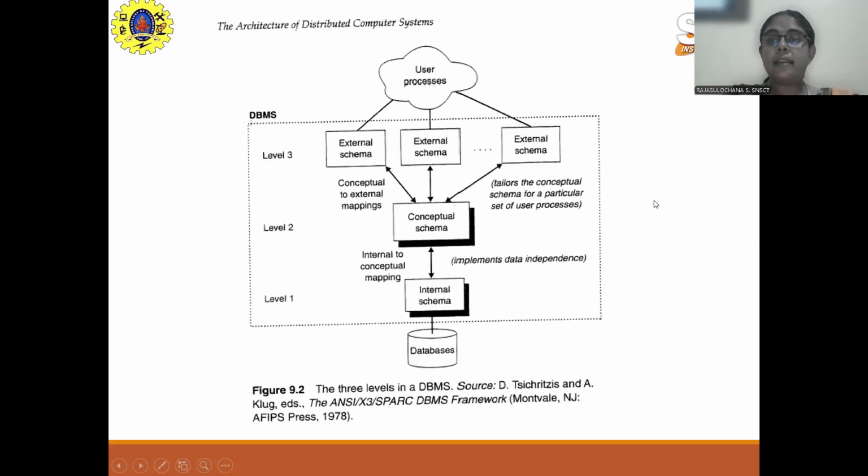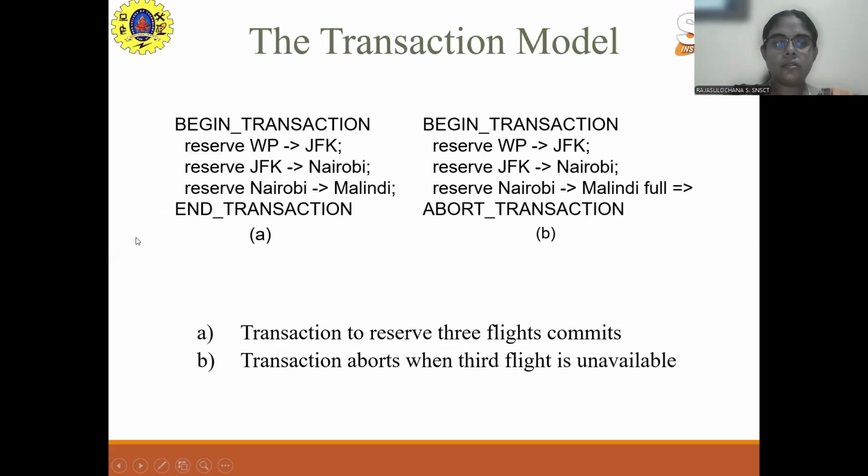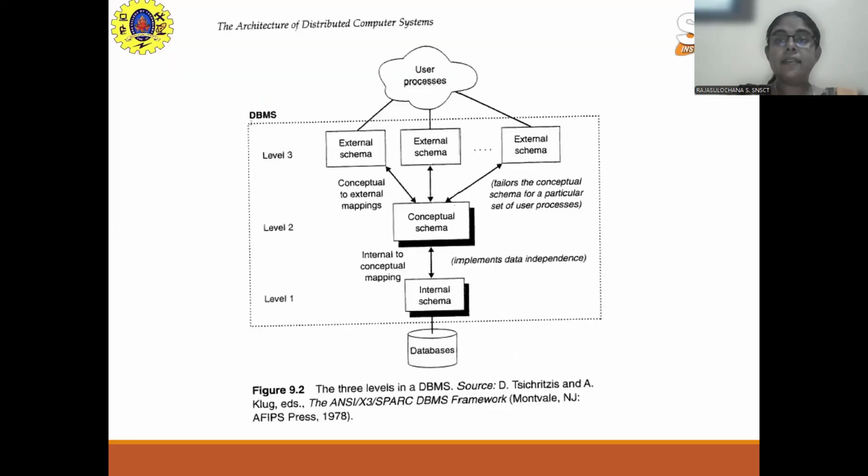This is the three-level architecture of database management system.